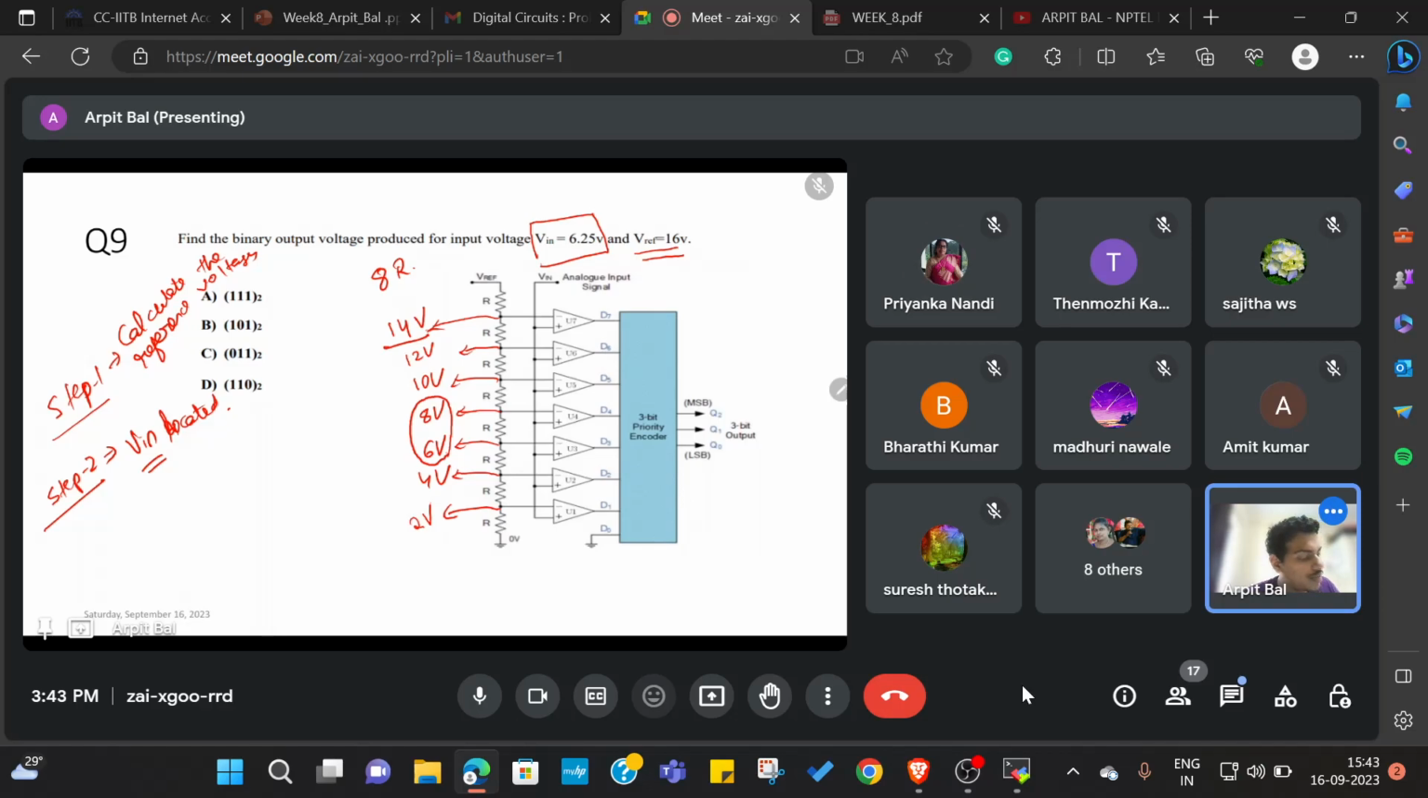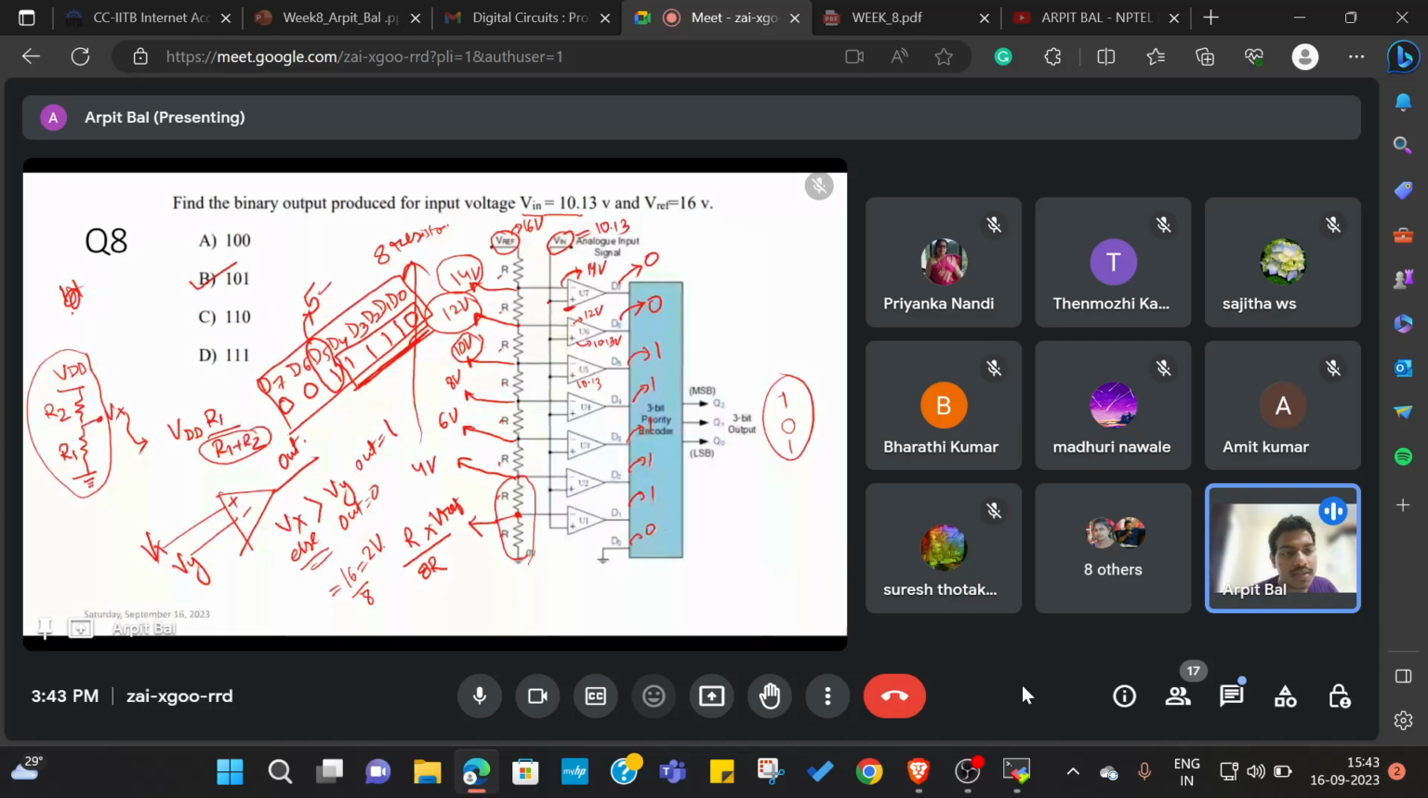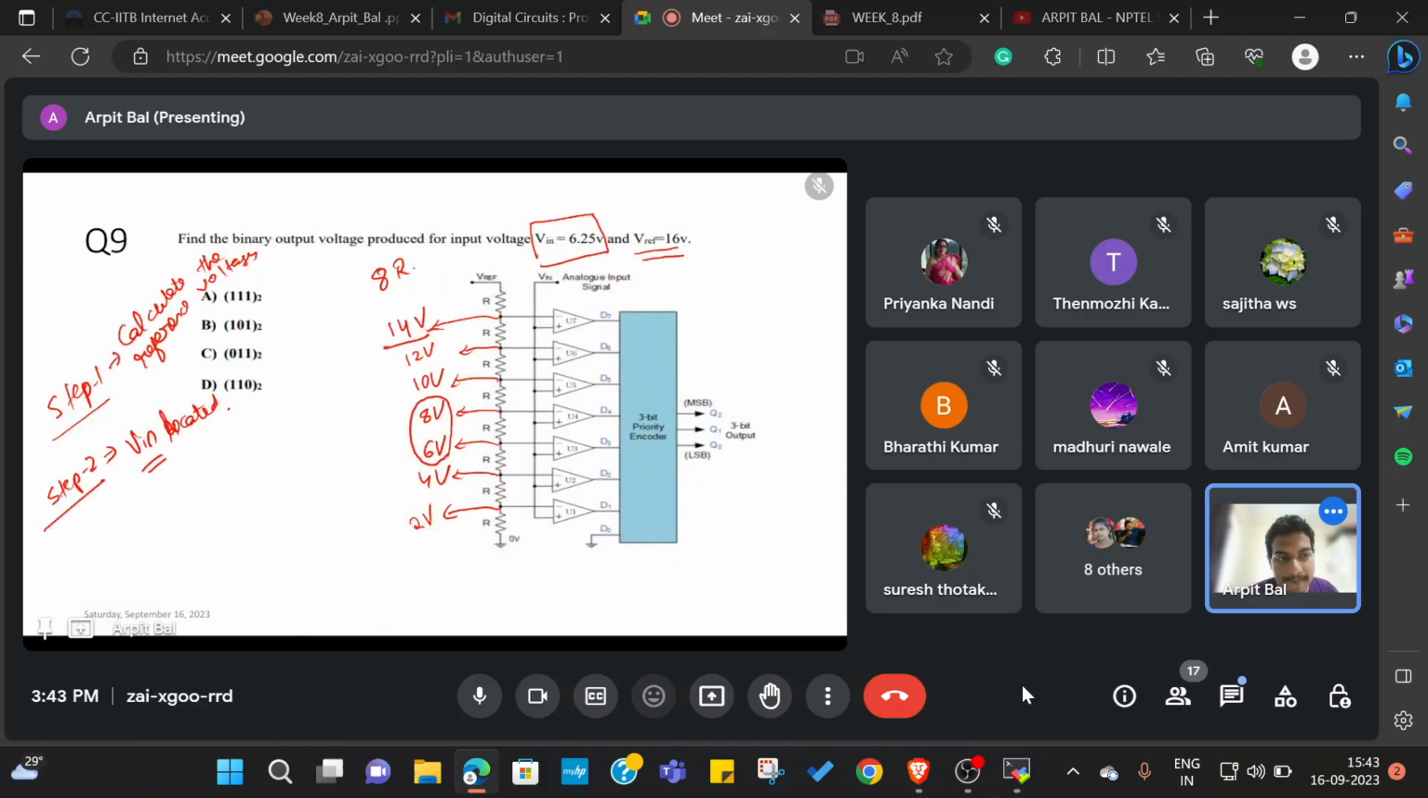So what does it mean? What did we observe in the previous case? That as long as Vref is greater than V in, what is going to happen? Comparator output: the first one will be 0. The next one will also be 0. The next one will also be 0. And what will happen to D4? D4, 8, this will also be 0. D3 will become 1. Correct. Next, everything will be 1, 1, 1, and this is 0. So this is 3. Yeah, correct, because the D3 bit is high, so the output is going to be 3. 3 in binary is 0, 1, 1. That is option C. Is this clear? Yes.